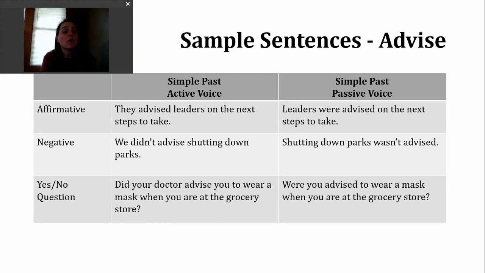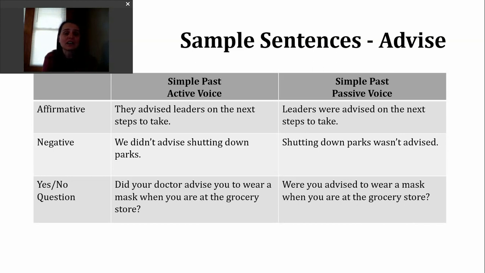Okay. For negative passive voice, we're going to add not after was or were. So our first example in the active voice, we didn't advise shutting down parks. So shutting down parks was our object. We're going to move that to the beginning of our sentence and then use wasn't advised. So here's our sentence: shutting down parks wasn't advised.